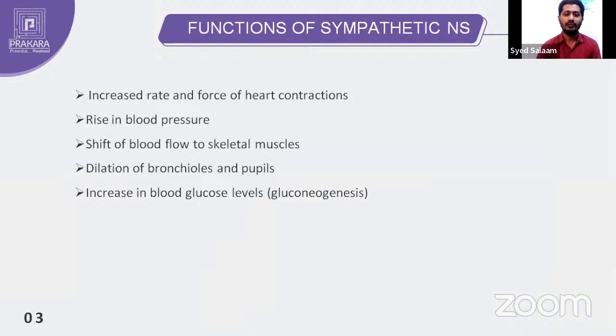So what is the function? Today we'll be dealing with sympathomimetics, so let us see what the major functions of the sympathetic nervous system are. The sympathetic nervous system majorly deals with increased rate and force of heart contractions, rise in blood pressure, shift of blood flow to skeletal muscles, dilation of bronchioles and pupil, and increase in blood glucose level, that is gluconeogenesis. So whenever we deal with sympathomimetics, their functions will also mimic similar criteria.